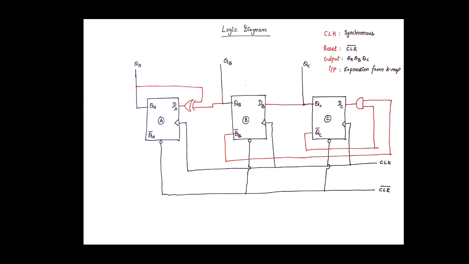Clear. This is an example of the arbitrary counter. Remember, the design procedure is the same as that of the synchronous counter. The only thing is that the counting sequence is varying now. If there are any empty states in the present state or next state, they have to be filled with the don't care operation. Clear. Thank you.